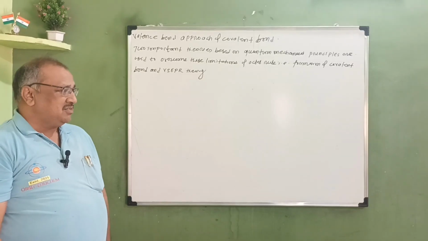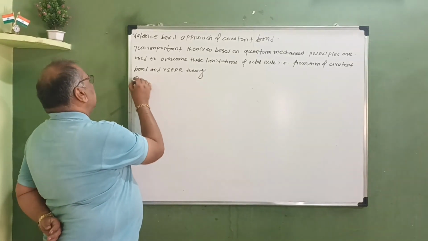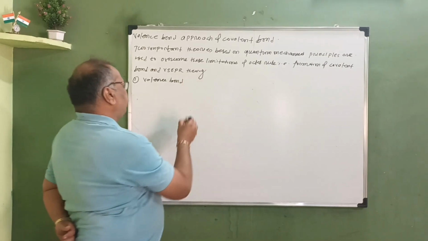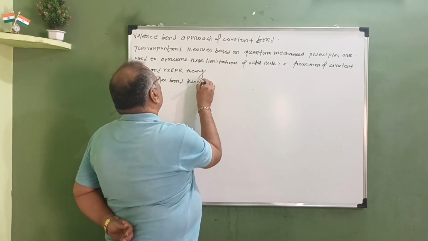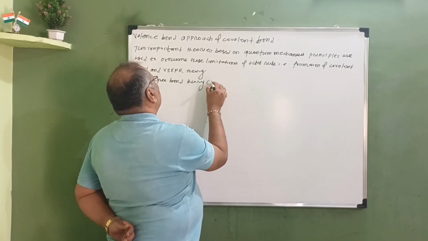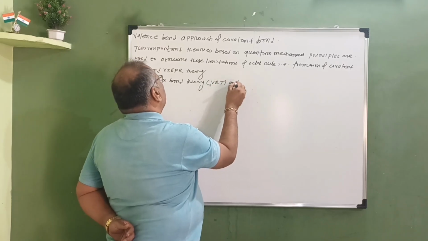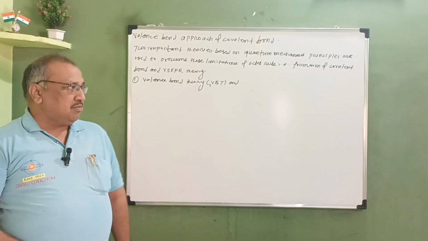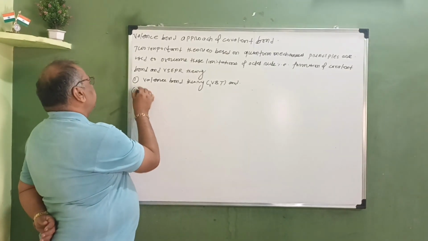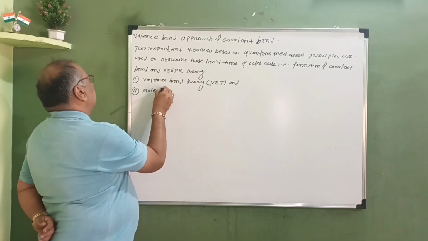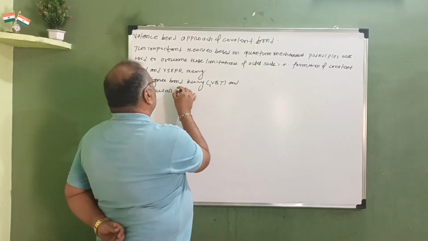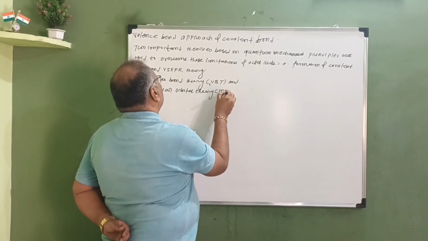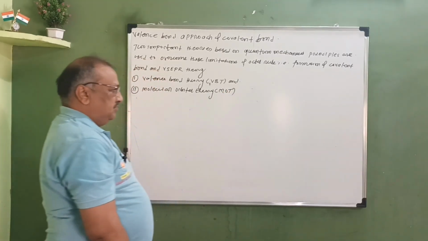The first theory is valence bond theory, which is also called as VBT, and the second theory is molecular orbital theory, which is also called as MOT. Now listen here.